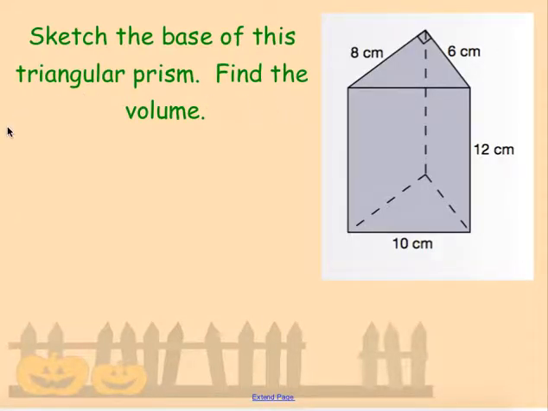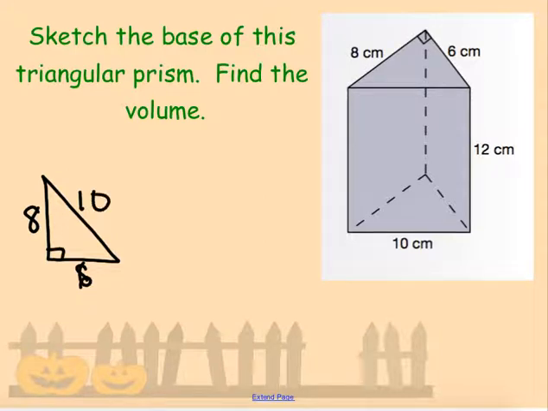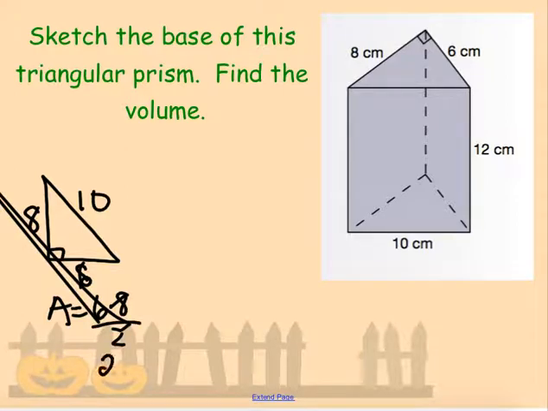All right, sketch the base of this triangular prism, then find the volume. Well, if this is a triangular prism, then the triangle is the base. And in this case, we have a triangle that's 6 by 8 by 10. Which means to find the area of the base, I'm going to be doing 6 times 8 divided by 2, or 24.